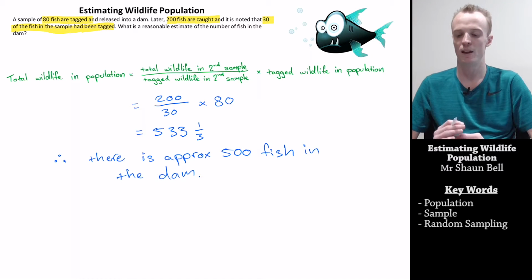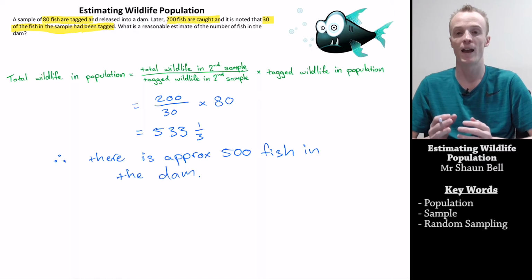So to recap, in order to provide an estimate of the wildlife population, you first need to capture, tag and then release a sample of the population. Then you catch a second sample of the population and you need to look at how much of that population is tagged, how big was the second sample, and you take the second sample, divide it by how much was tagged, and then multiply it by how big your first sample was.